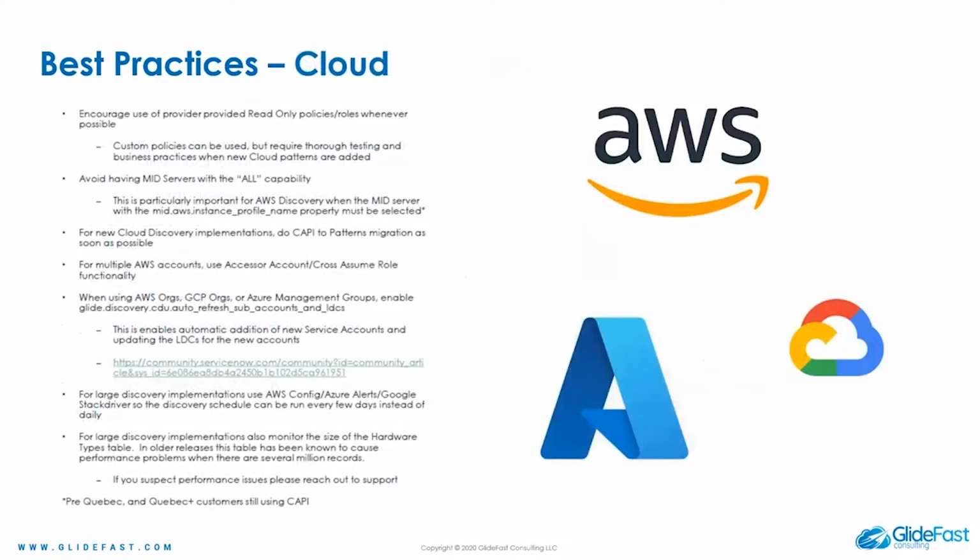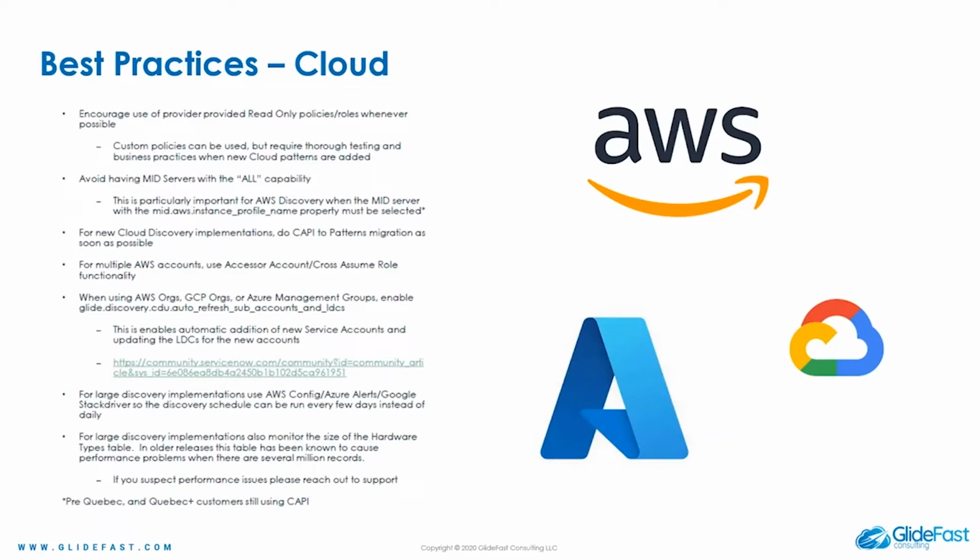Now, talking from a cloud discovery perspective, it's encouraged to use read-only policies and roles whenever possible. Avoid using the all capability. This is a very common thing you forget about, or think, oh, I'll just configure it later, but it makes sense to do it from the get-go. This could have some impact on your AWS discovery. Also, it depends if you're using the instance profile name, which is another way to discover AWS without using credentials. Another important aspect is to upgrade from probes to patterns, specifically for cloud discovery. Use the cross-assume role functionality as well for multiple AWS accounts.